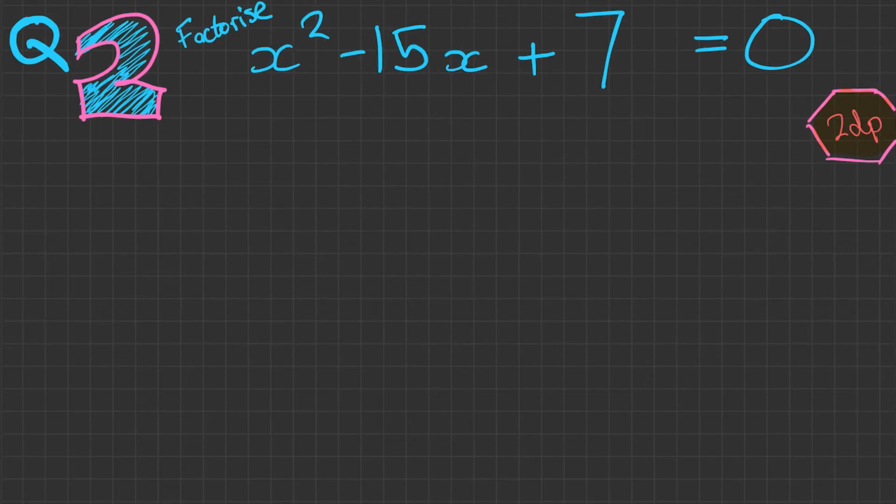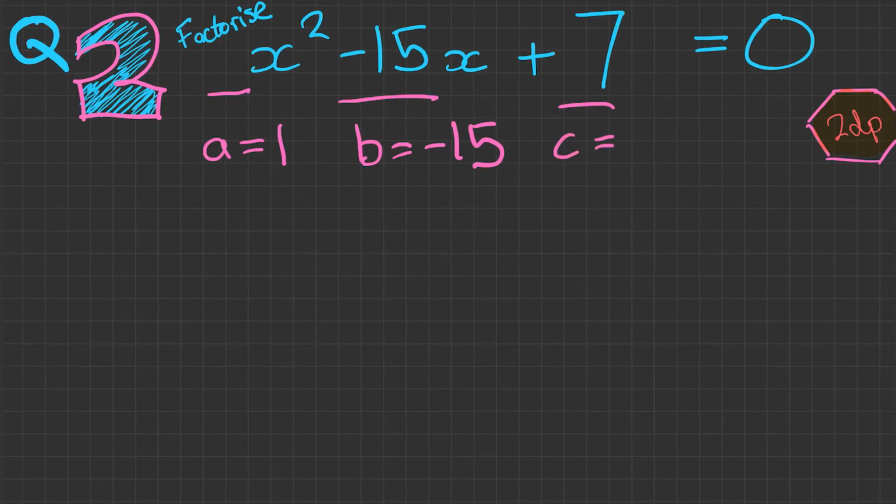decimal places. So I'll write down the values of a, b and c. A, which is 1, because we haven't got a number or a coefficient in front of the x squared, this is assuming that it's going to be 1 because there's 1 lot of x squared. B, which is negative 15, we're taking note of the symbol in front of 15, which in this case is a negative, and c, which is 7.